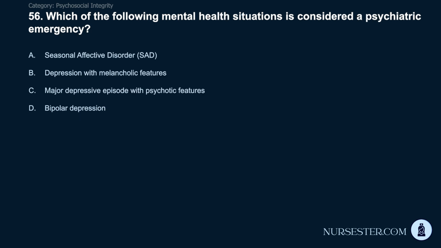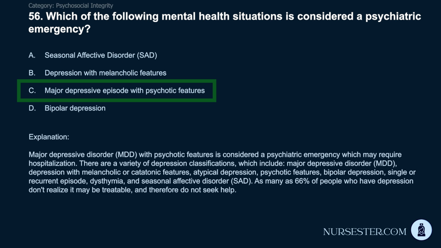56. Which of the following mental health situations is considered a psychiatric emergency? A. Seasonal affective disorder, SAD. B. Depression with melancholic features. C. Major depressive episode with psychotic features. D. Bipolar depression. Correct answer, C. Major depressive episode with psychotic features. Major depressive disorder, MDD, with psychotic features is considered a psychiatric emergency which may require hospitalization.